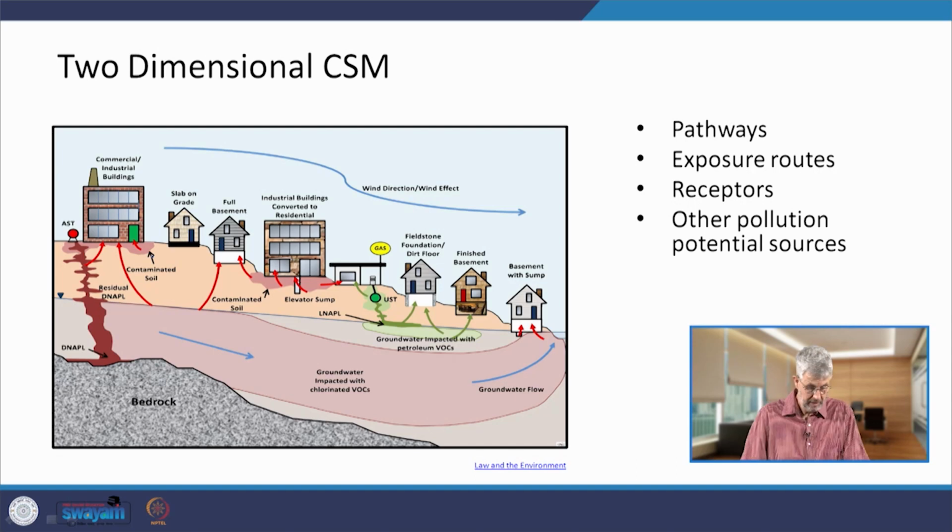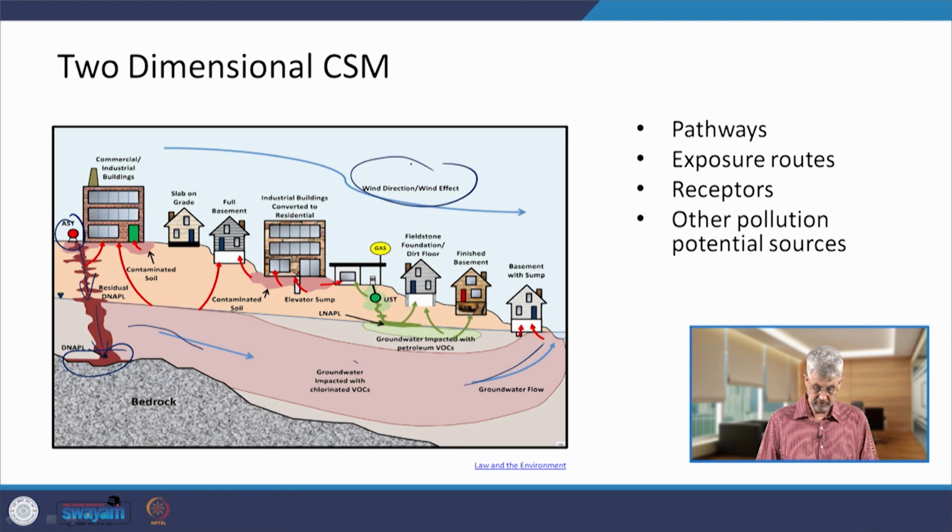This CSM has, besides the source, in this case an above-ground storage tank, an AST, which spilled some residual DNAPL, again dense non-aqueous phase liquid, could be a chlorinated solvent, that has entered through the vadose zone into the saturated zone, has accumulated, formed a pool, and from the pool we have a plume of groundwater impacted by the contaminant, and the plume is spreading in the direction indicated by those blue arrows. Similar to our previous slides, but this conceptual site model also includes exposure routes, for example, wind direction effects.